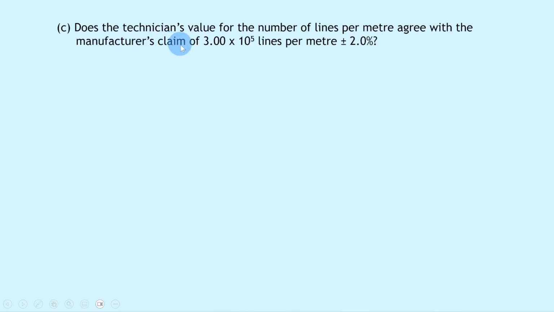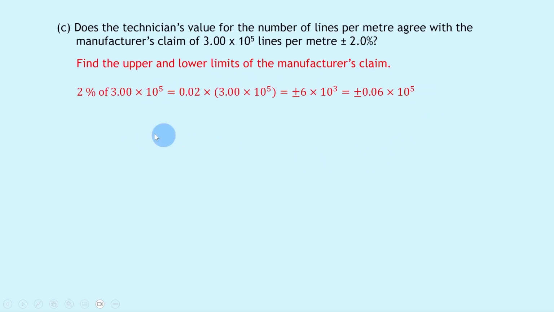Part C says, does the technician's value for the number of lines per metre agree with the manufacturer's claim of 3.00 times 10 to the 5 lines per metre plus or minus 2.0%? Well, what we need to do firstly is find the upper and lower limits of the manufacturer's claim. So to do that, we firstly find 2% of 3.00 times 10 to the 5, and you can do this percentage in whatever way you're familiar with, but I tend to do 0.02, just dividing 2 by 100, and then times it by 3.00 times 10 to the 5.